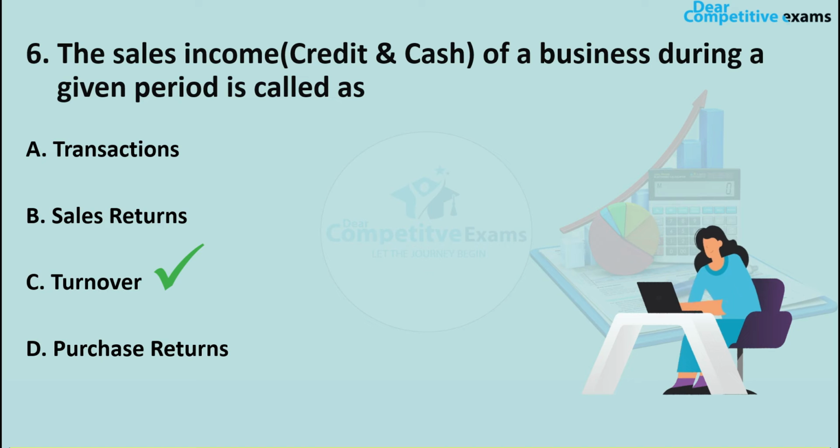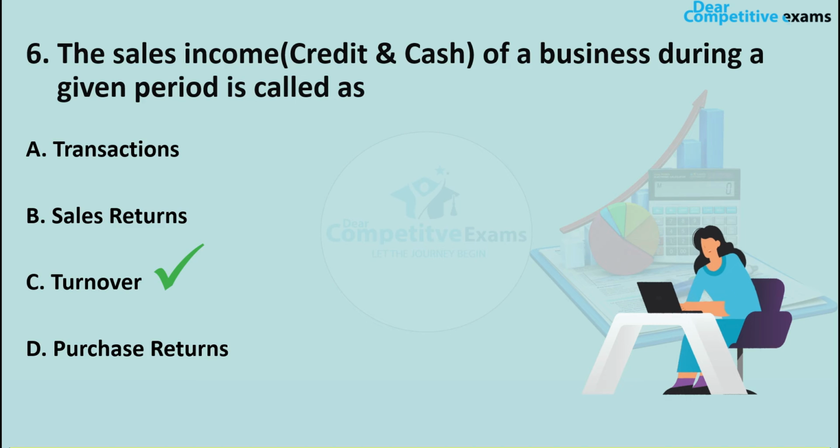We call the sale turnover. Friends, in the investment industry, turnover is defined as the percentage of portfolio, okay, you getting me? It is called the percentage of portfolio that is sold in a particular month or year. So the sales income that comes from credit and cash in the business for a particular period of time is known as turnover.